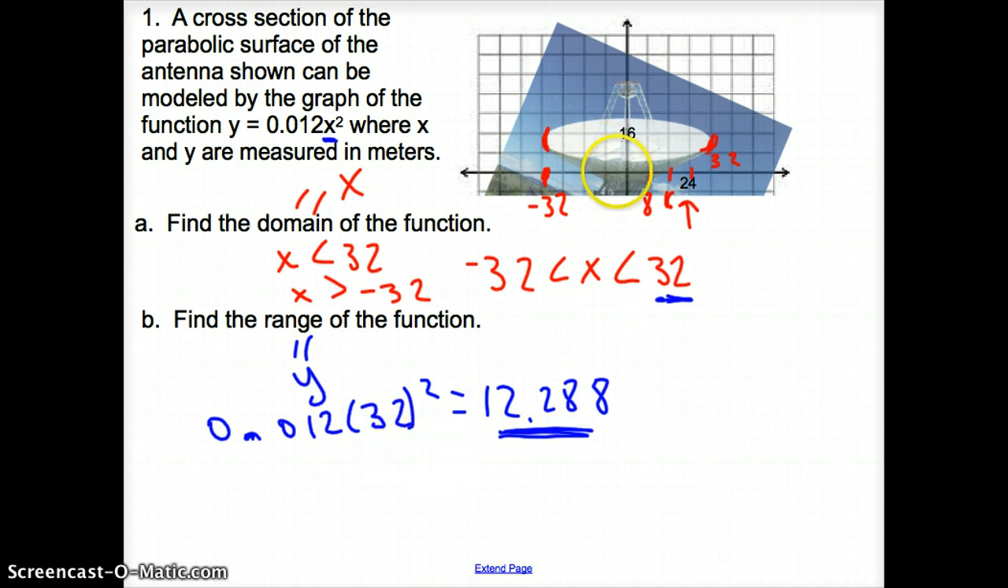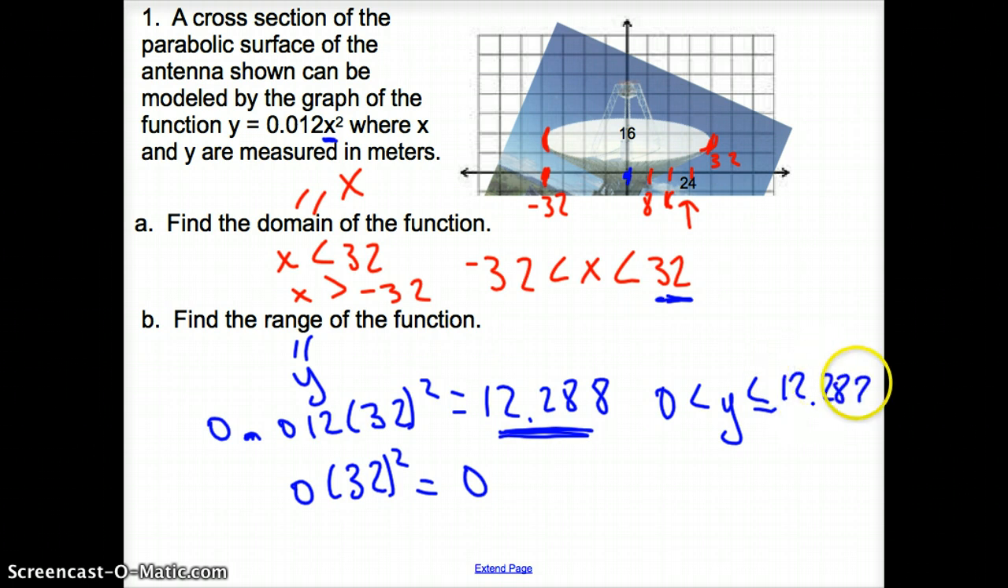So now instead of plugging any negative numbers in, I am going to plug 0 in for x. So I'm going to go 0 times 32 squared, and I know anything times 0 is 0, so now the range of the function, my lowest number is possibly 0, and 0 is less than or equal to y, which is less than or equal to 12.288, and it could also be 0, so I need a less than or equal to sign here. And that does it for 10.1.